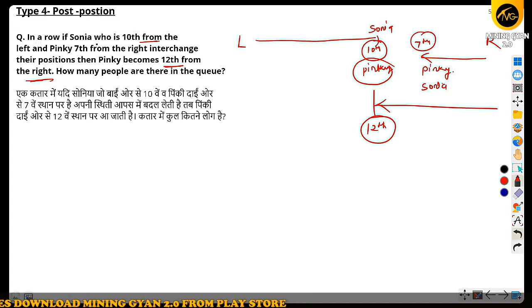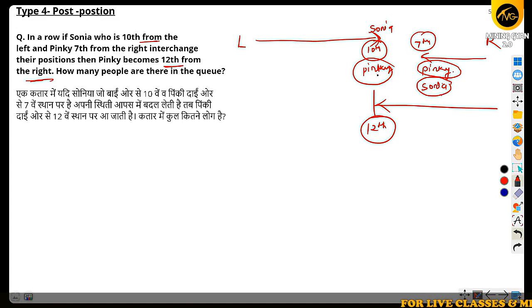Okay, one more time. In a row, Sonia is 10th from the left position, and Pinky is 7th from the right position. Suppose they interchange their positions. So this will be Sonia's position and this will be Pinky's position. After interchanging their positions, Pinky becomes 12th from the right. Now this one is the position of Pinky and she became 12th from the right hand position.